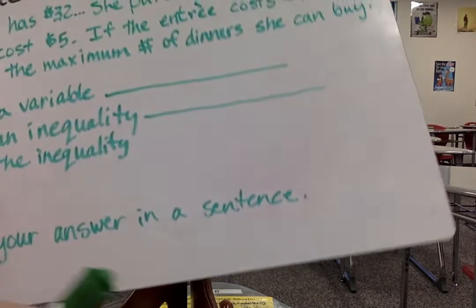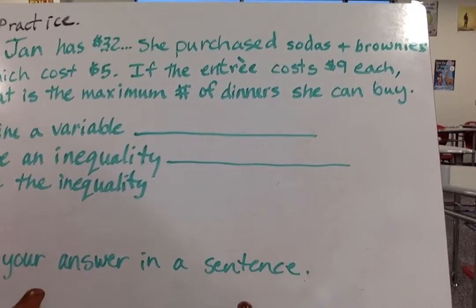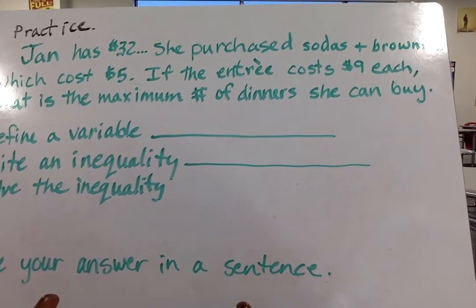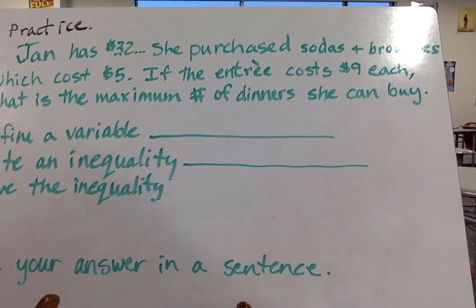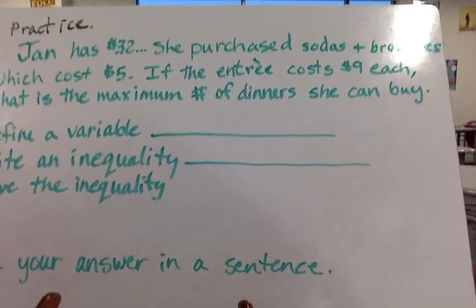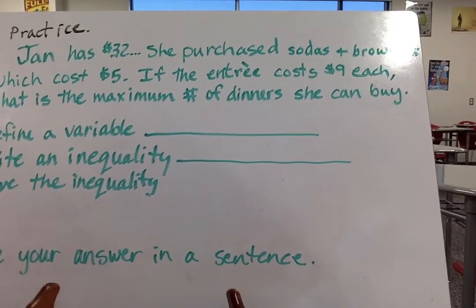Practice on this same page. Jen has $32. I'm just trying to make sure you can see that okay. There's a little bit of a glare right there. I'm not sure what it's from, but I'll just read it and you can infer what it says.